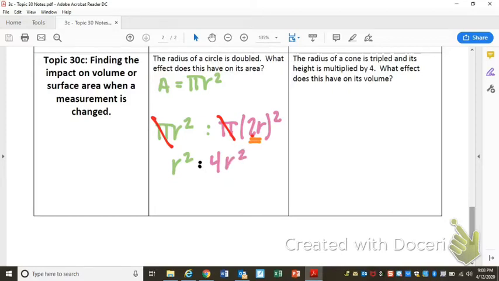Again, we're going to cross out anything that is exactly the same on both sides. Now we have r squares that are exactly the same. So the only thing left over here is going to be a 1. And the other side of the ratio is going to be a 4 left over. So our ratio is 1 to 4. So the effect that doubling the radius has on the area is that it is going to be 4 times larger.